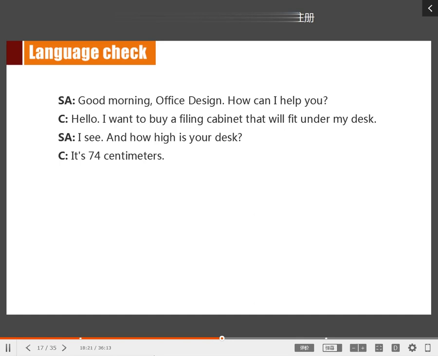Good morning, Office Design. How can I help you? Hello, I want to buy a filing cabinet that will fit under my desk. I see. And how high is your desk? It's 74 centimetres.